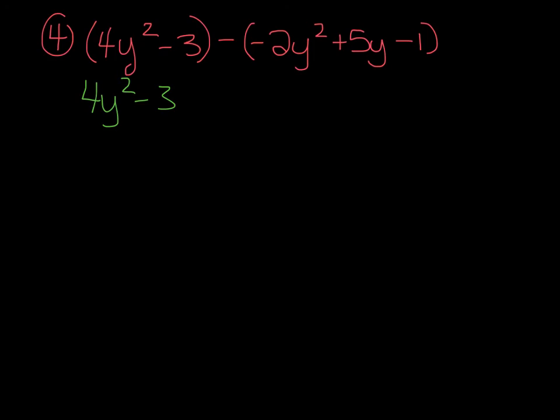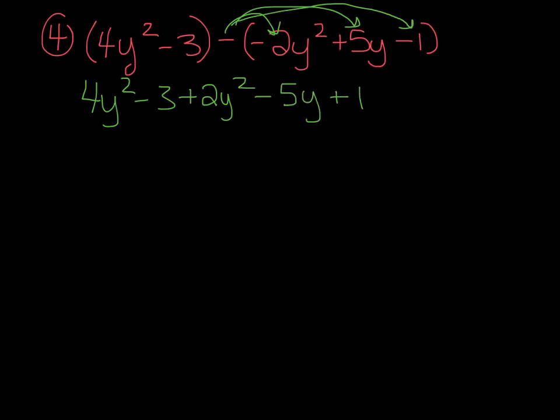However, the next part, I have these parentheses, but I have a negative in front of the parentheses. When you have a negative in front of the parentheses, you must distribute it to everything that is inside of those parentheses. So what's going to happen is my second part of this problem now becomes plus 2y to the second minus 5y plus 1. Please do not forget that step. From there, the problem is just like the other ones that we've been doing. So you're just going to follow the directions that you did for addition.